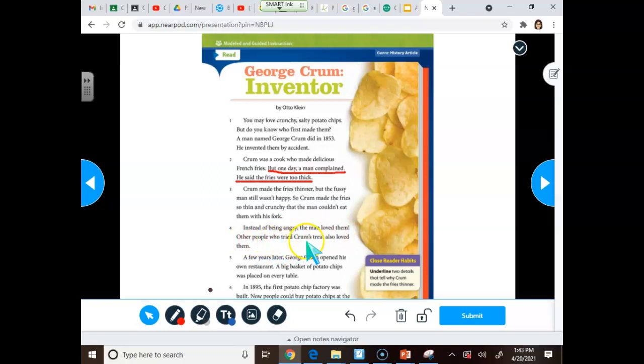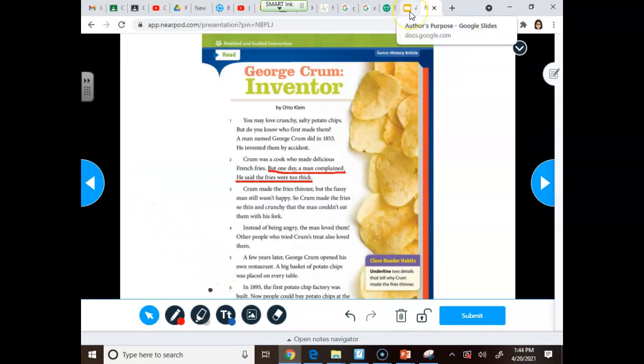Other people who tried Crumb's treat also loved them. A few years later, George Crumb opened his own restaurant. A big basket of potato chips was placed on every table. In 1895, the first potato chip factory was built. Now people could buy potato chips at the store and put them on their own tables.